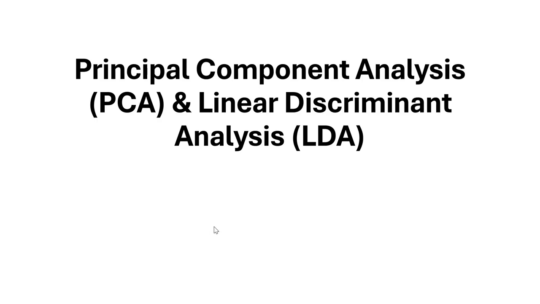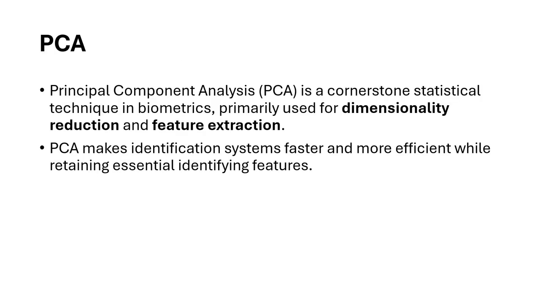Principal component analysis is a cornerstone statistical technique in biometrics. We majorly use it for dimensionality reduction as well as feature extraction, by transforming high-dimensional biometric data like images into a smaller set of uncorrelated variables, which are called principal components. PCA makes the identification system faster and more efficient by getting the essential identifying features.